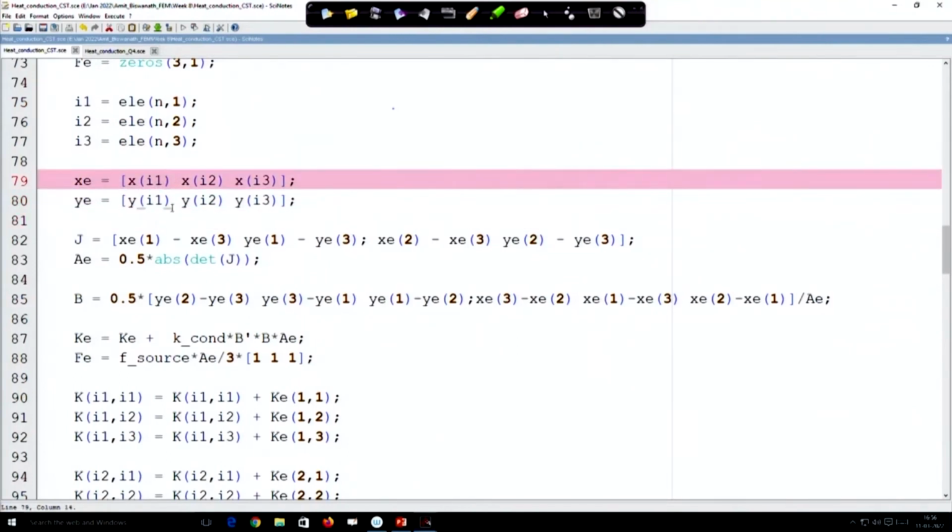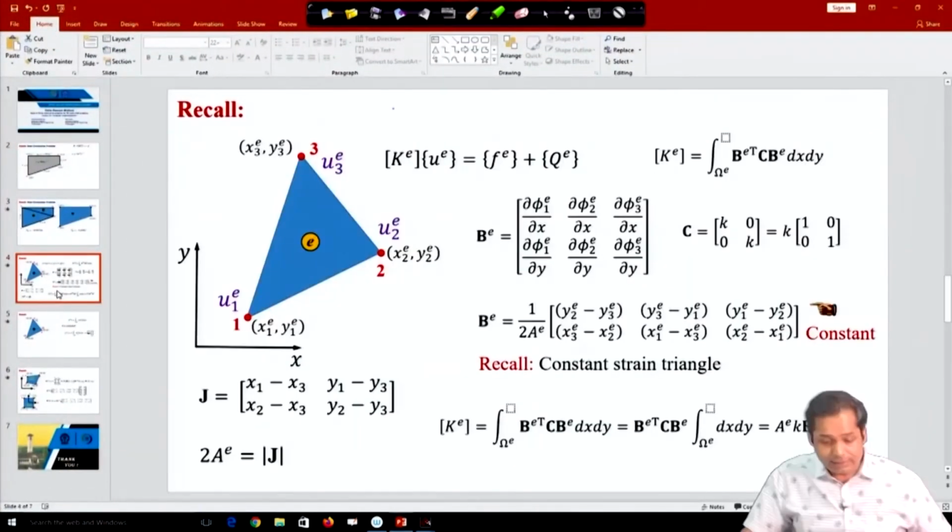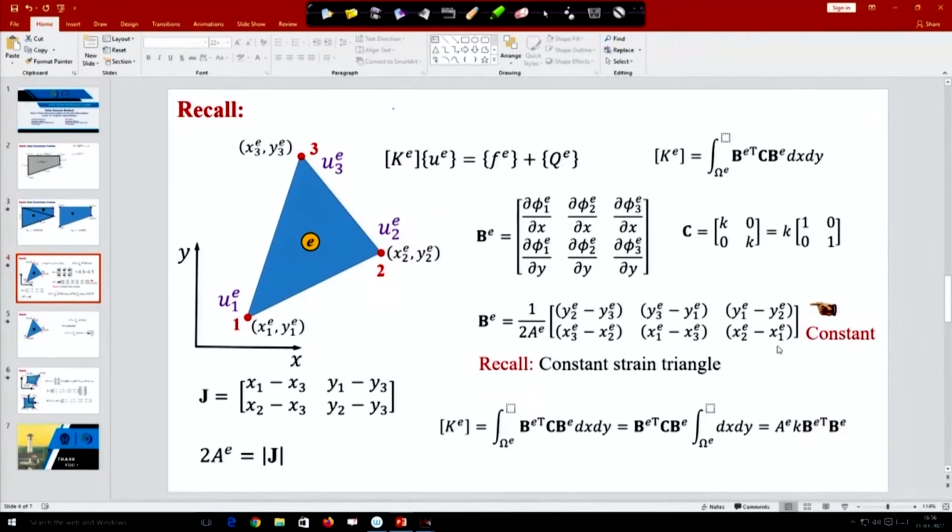Then if you recall, for this element our B matrix is this, and we discussed that for a 3-noded triangular element, this is constant, right? So the advantage here is we do not have to integrate the entire thing to get the coefficient matrix. The coefficient matrix can be obtained directly.